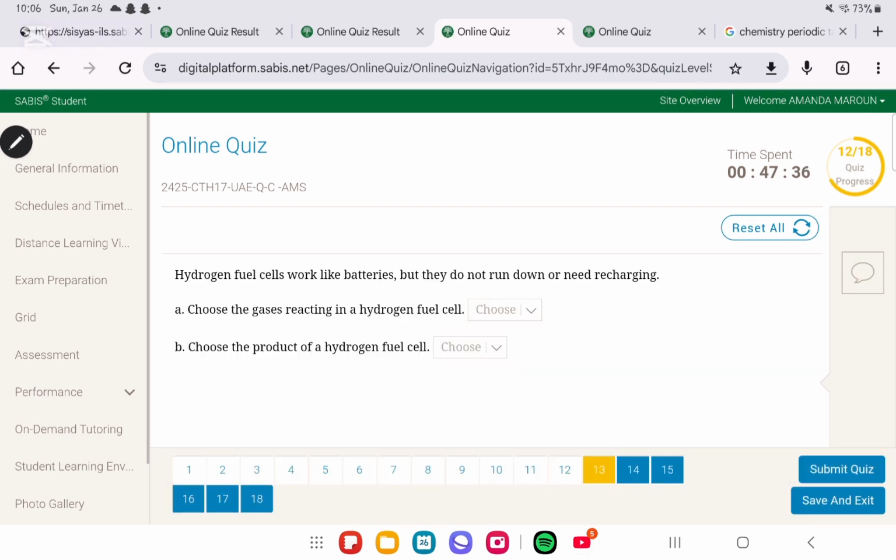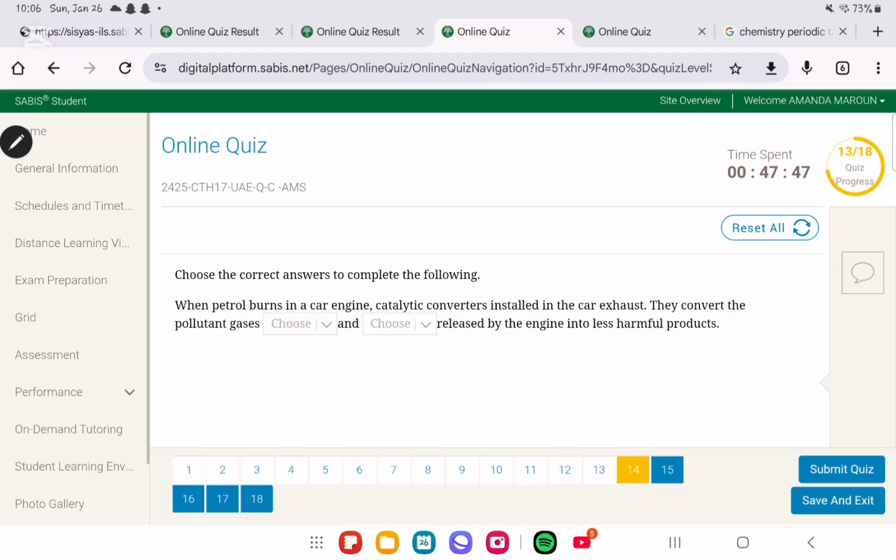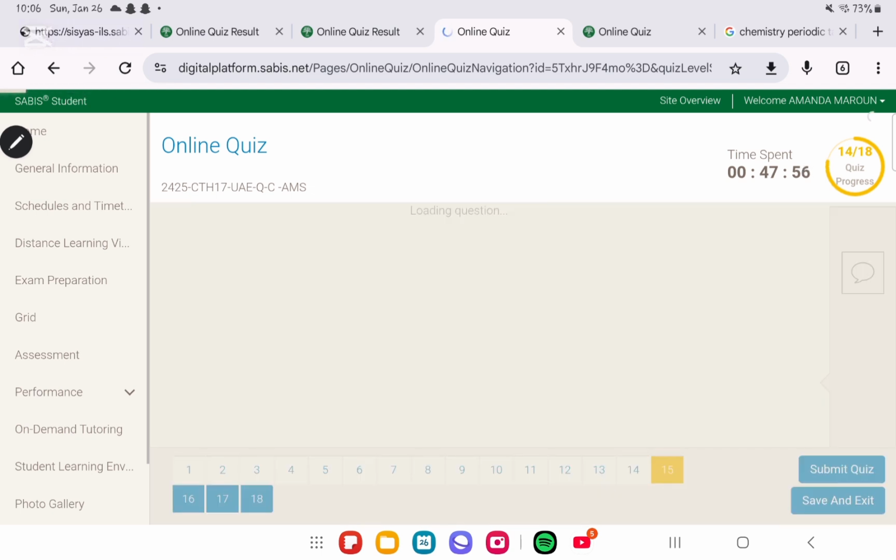Here, this is pretty simple. The gases reacting in a hydrogen fuel cell are H2 and O2, and it will produce only pure water. Okay, moving on to question number 14. Here, you should know that the only pollutant gases that we have taken in chemistry are carbon monoxide and nitrogen monoxide. Okay. Question number 15.